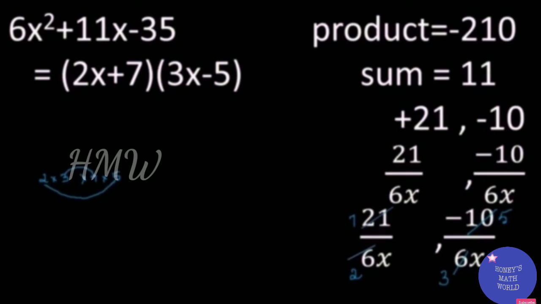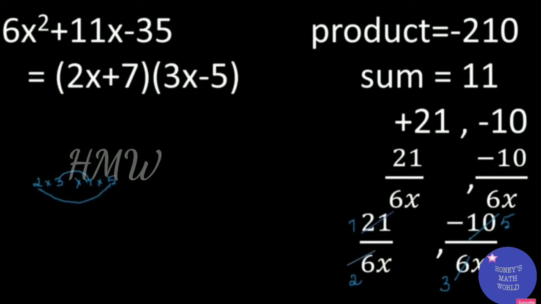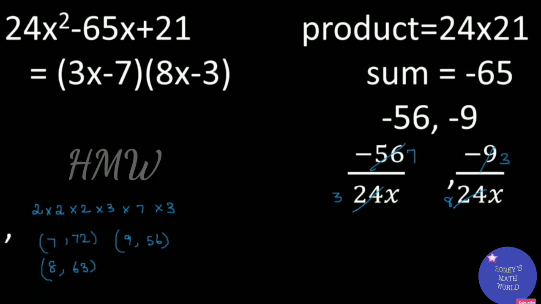Similarly, in the denominator of minus 10, write 6x. So you can simplify this. You will get the answer 2x plus 7 and 3x minus 5. 3 into 2, 3 into 7, 2 into 3 and 2 into 5. That gives you 2x plus 7 and 3x minus 5. Now we'll move on to the next one.